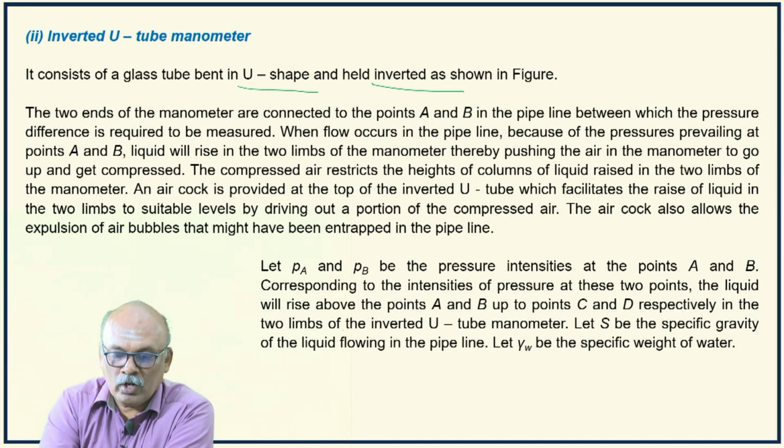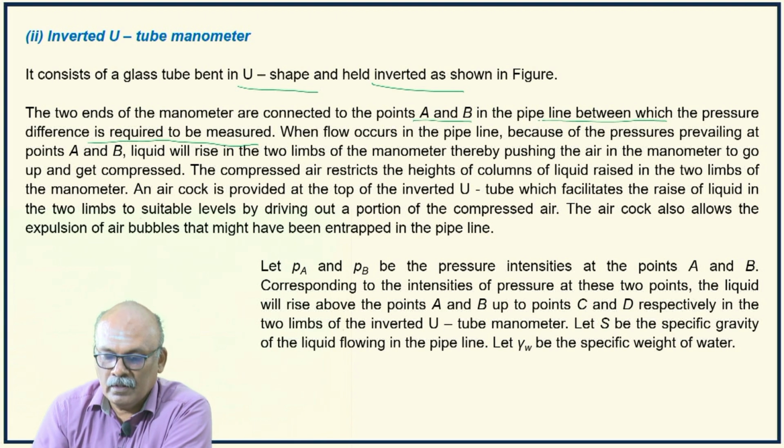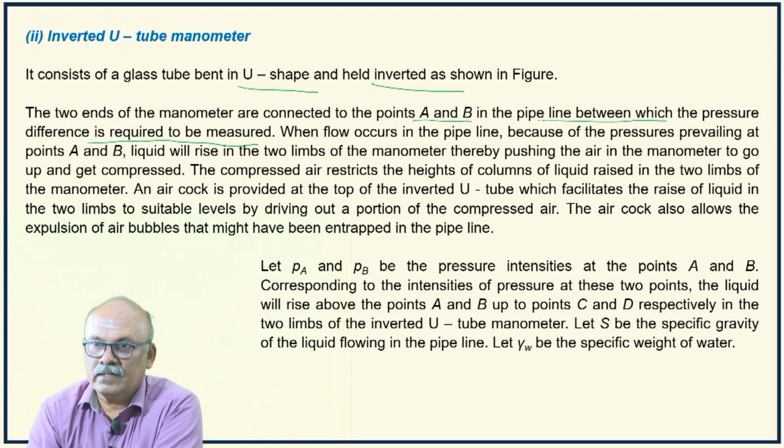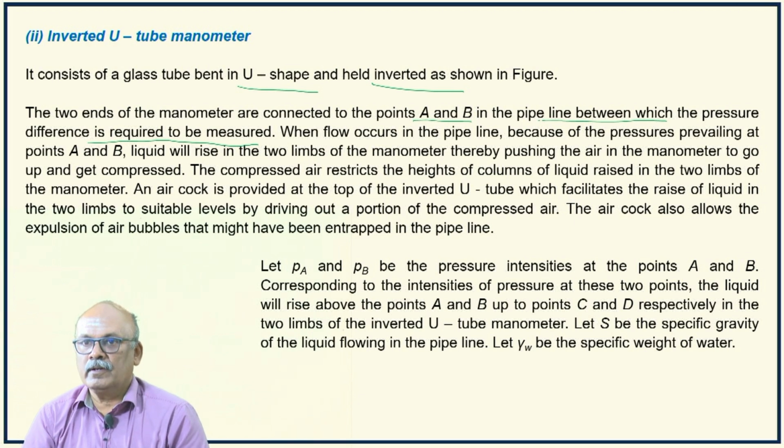The two ends of the manometer are connected to the points A and B in the pipeline between which the pressure difference is required to be measured. So when flow occurs in the pipeline, because of the pressure prevailing at points A and B, liquid will rise in the two limbs of the manometer, thereby pushing the air in the manometer to go up and get compressed. The compressed air restricts the heights of columns of liquid raised in the two limbs of the manometer.